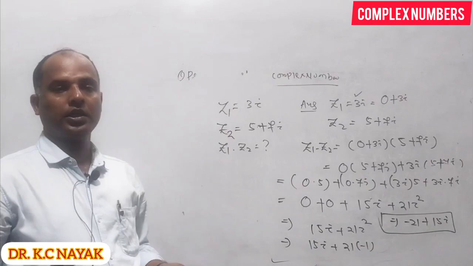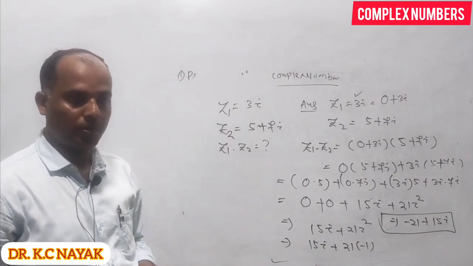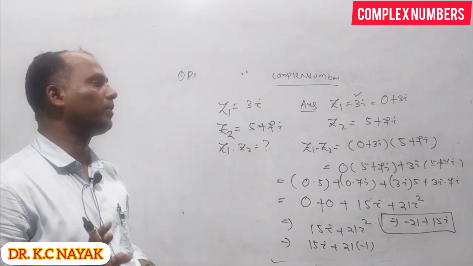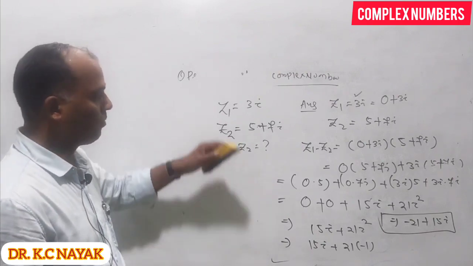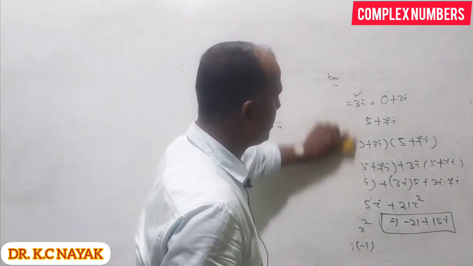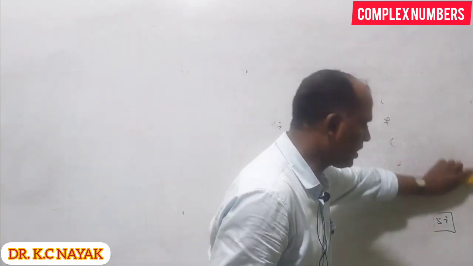Similarly, we discussed that the addition of two complex numbers is a complex number, subtraction of two complex numbers is a complex number, and multiplication of two complex numbers is also a complex number. Now students, again, division of two complex numbers is also a complex number.